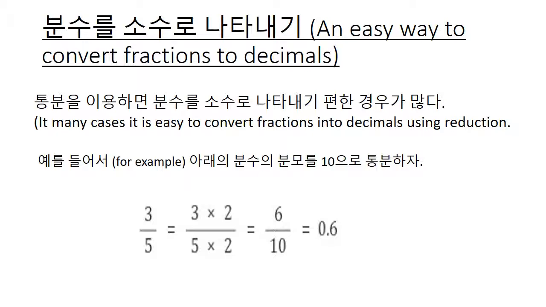We can multiply 5 by 2 in the denominator to get 10, so we're going to multiply both the top and bottom by 2, and that gets us the fraction 6 over 10. Now all we have to do is put the numerator in the tenths place, so we put 6 in the tenths place, and we get the decimal 0.6. So our final answer is that 3 over 5 in decimal form is 0.6.